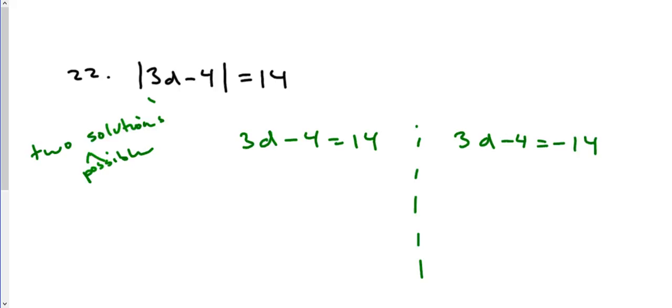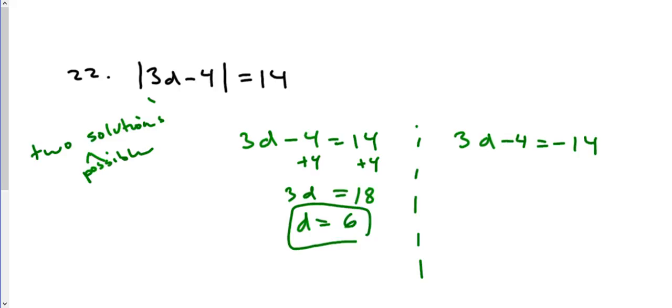14. And then we solve. All right. We're going to add 4 to both sides. I'm going to do one at a time. So we have 18 equals 3D. And divide by the 3. And what we should have is 6 right here. All right. And D equals 6.